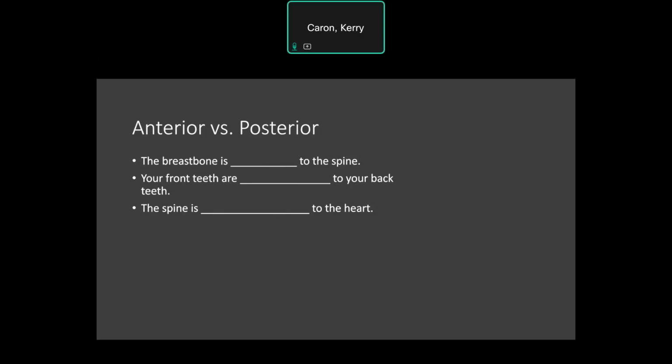The breastbone is anterior to the spine. It's toward the front. Your front teeth are anterior to your back teeth. And your spine is posterior to your heart.